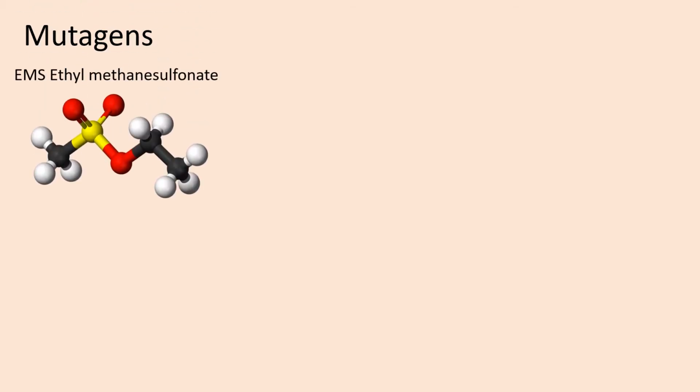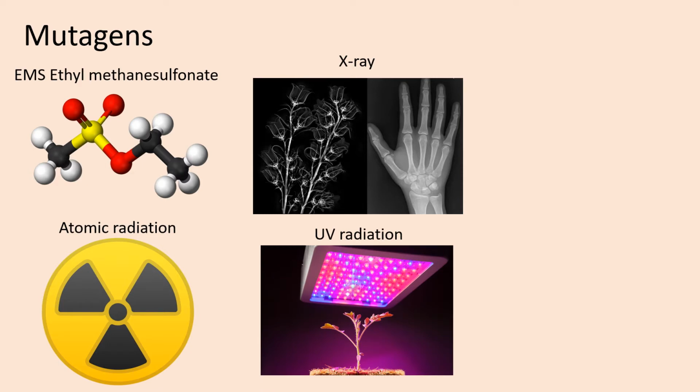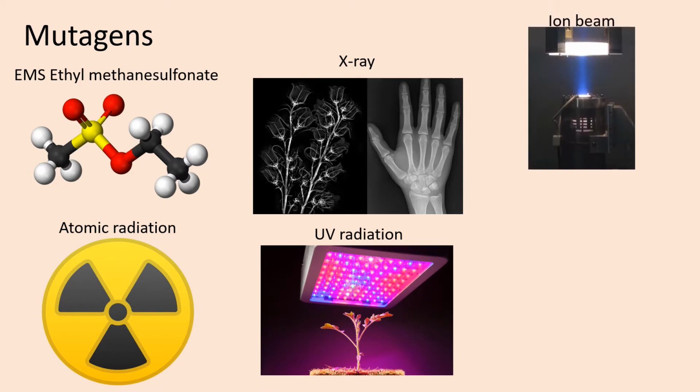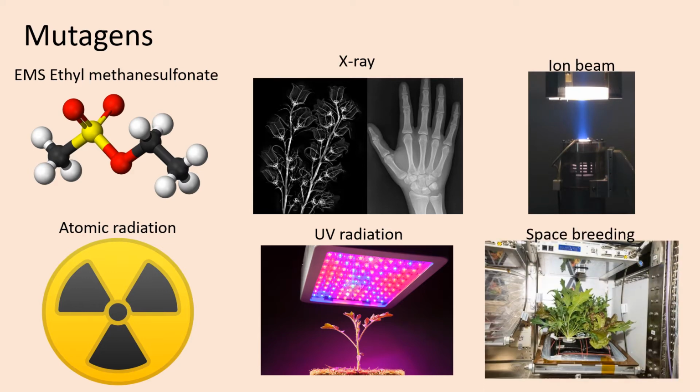Mutations can be induced using mutagens, such as DNA-altering chemical compounds, all sorts of radiation, X-rays, atomic radiation, or UV light. More recent techniques of mutation induction include the use of ion beams, which can cause deletion of large DNA segments, or even space breeding, where plant material is literally shipped into space and cosmic radiation, zero gravity, absence of atmosphere alter their DNA. All these mutagens damage the cell's DNA to different extent, and while the cell is trying to repair the damage, its own repairing mechanisms will cause the actual mutations.